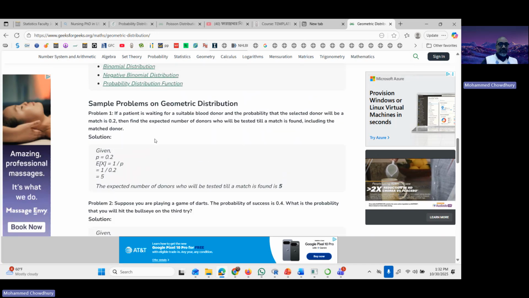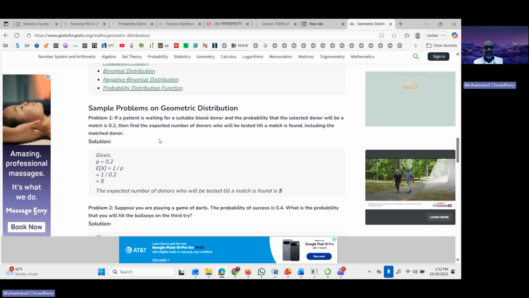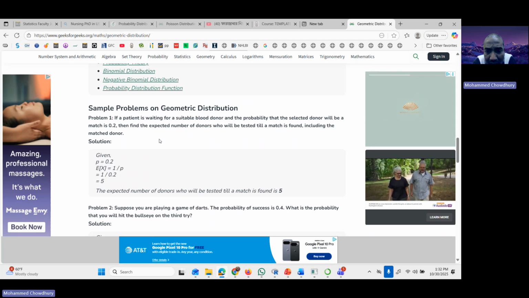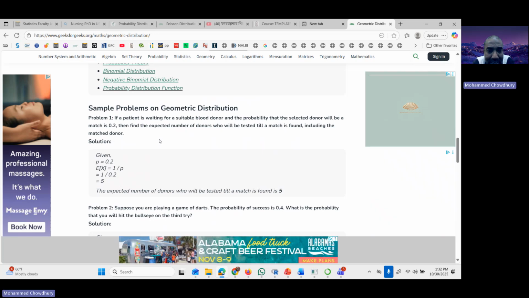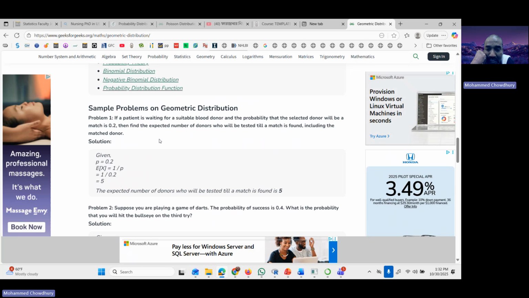Now see, if a patient is waiting for a suitable blood donor and the probability that a selected donor will be a match is 0.2, then find the expected number of donors who will be tested till a match is found, including the matching donor.